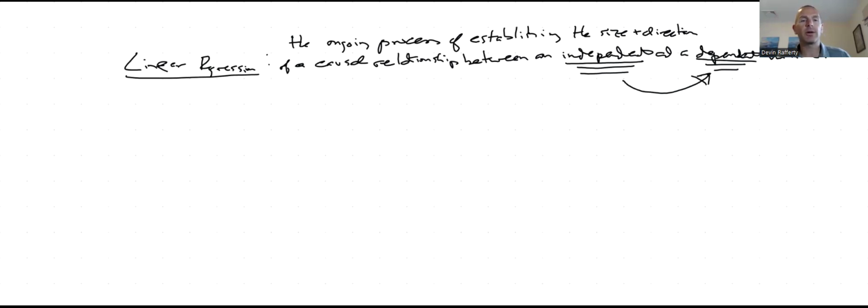So let's talk about linear regression. Linear regression is the ongoing process. Ongoing means that you have to continually look at your model. A process is something that happens through time and over time. It means a process is something that's usually ongoing, or it takes time. It's the ongoing process of establishing the size and direction.